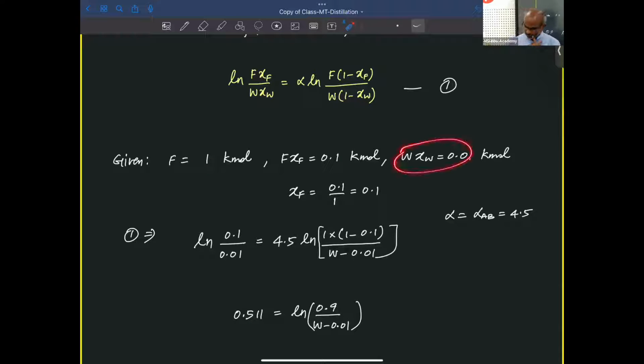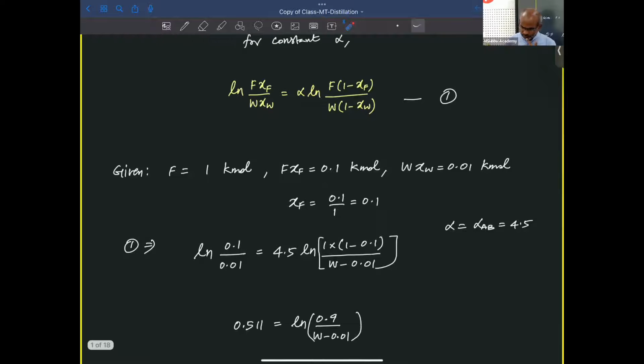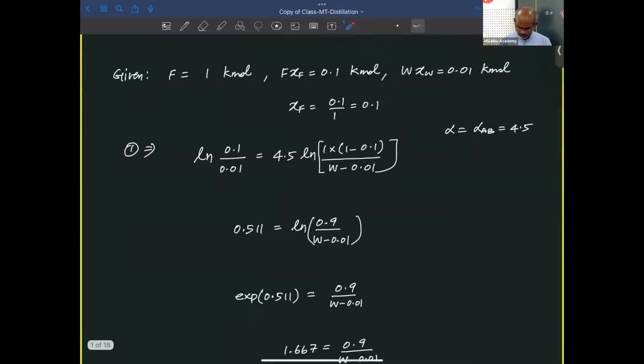WXW is available directly. So this, if you expand this, this is W minus WXW. So WXW is available, FXF is available. So from that, we are now solving for W. Of course, ln both sides. This 4.5, you can take it here, or you can take it here, divide somehow. Okay, so at last you have this content.